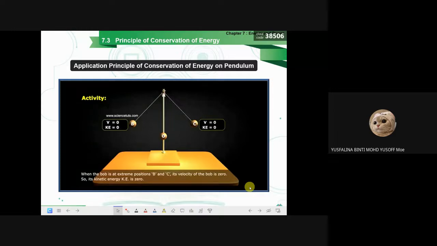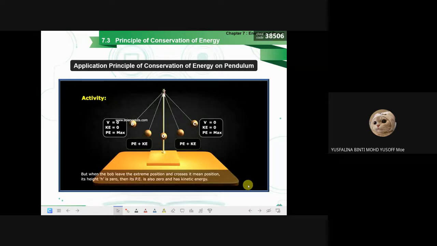When the bob is at extreme positions B and C, the velocity of the bob is 0, so its kinetic energy, Ke, is 0. When the bob is above normal height, h, that is, when it is at extreme points, it has potential energy, Pe, so its Ke is 0. But when the bob leaves the extreme position and crosses the normal position, its height, h, is 0. Then its Pe is also 0 and it has kinetic energy. At equilibrium position, it has kinetic energy and potential energy is 0. And at extreme position, it has potential energy and kinetic energy is 0.